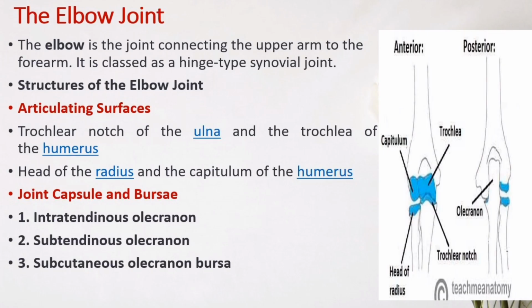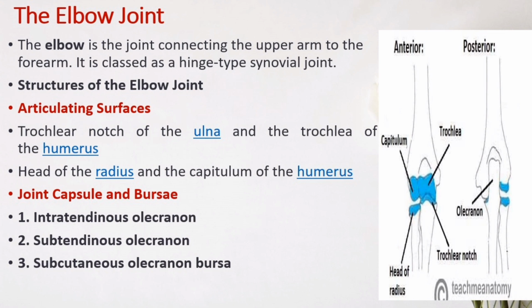The elbow joint. The elbow is the joint connecting the upper arm to the forearm. It is classed as a hinge-type synovial joint. Articulating surfaces. The elbow joint consists of two separate articulations: trochlear notch of the ulna and the trochlea of the humerus. Head of the radius and the capitulum of the humerus.